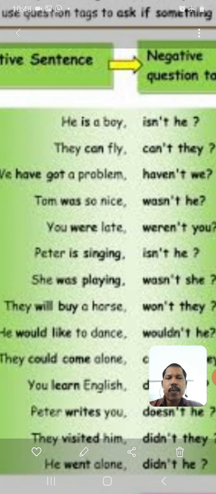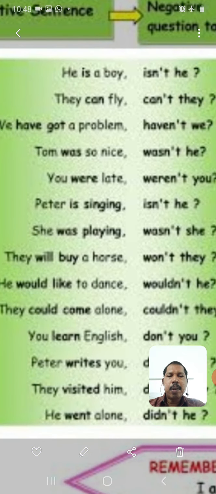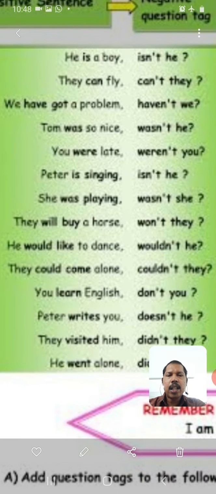You were late, weren't you? Peter is singing, isn't he? She was playing, wasn't she? They will buy a horse, wasn't they? Here, not wasn't, won't they? Because the negative form of will is won't.